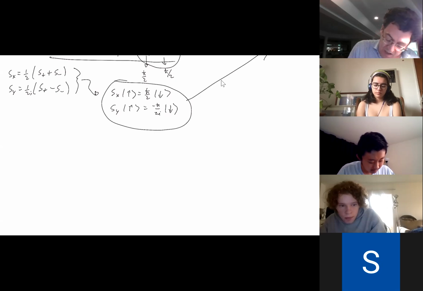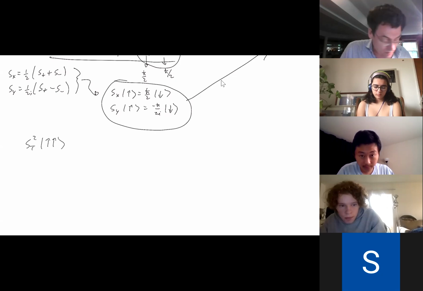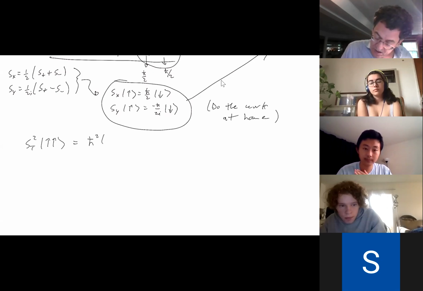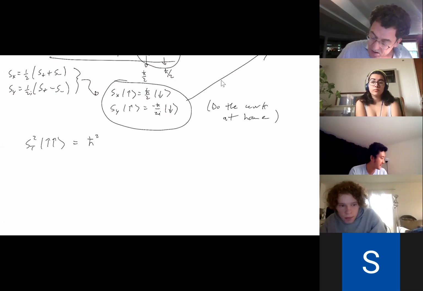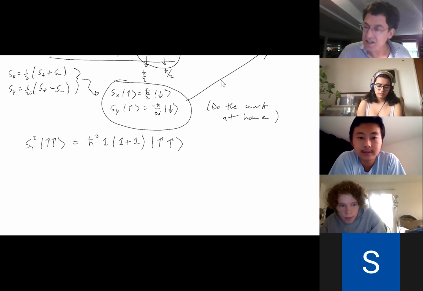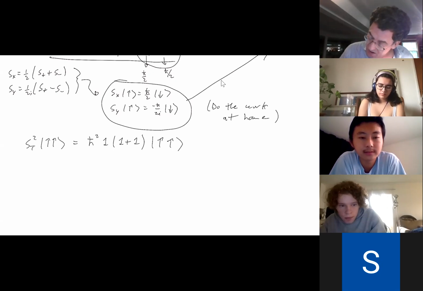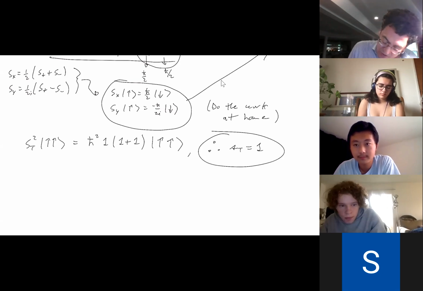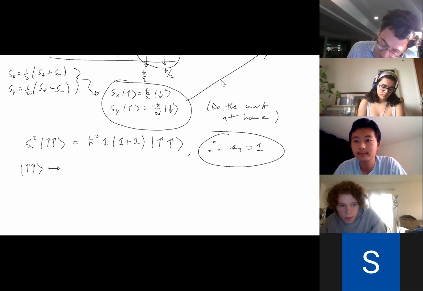I'm not going to go through it, but you can show that S total squared acting on up is equal to, and I'm going to skip a few steps, do the work at home, H bar squared times 1 times (1 plus 1) times up, because you'll get some cancellations and whatnot. You just have to do the work. And so we've proven that S total equals 1. Therefore it's an eigenstate. So up is an eigenstate of S total equals 1 and M total equals 1.